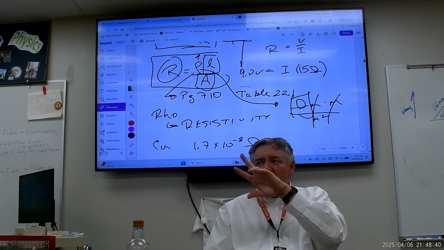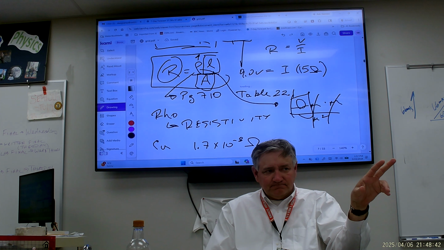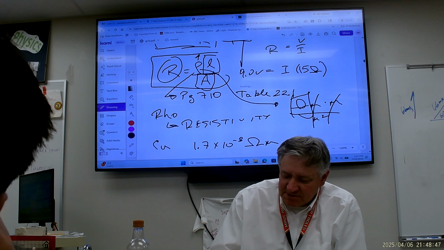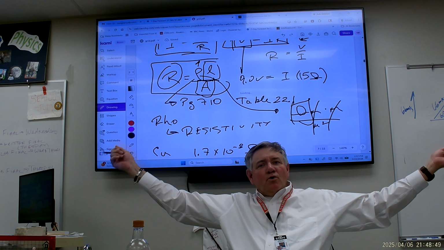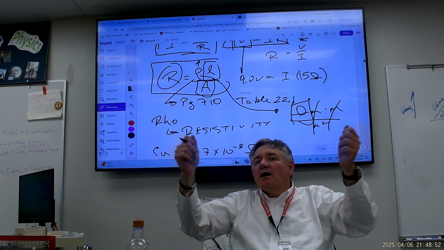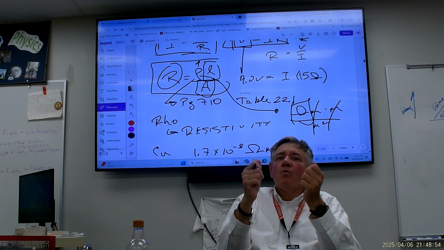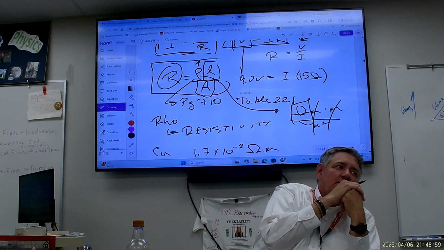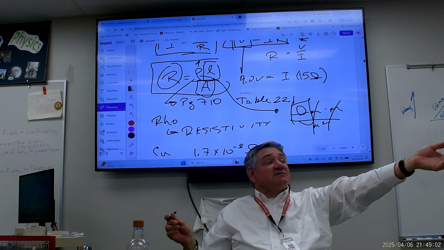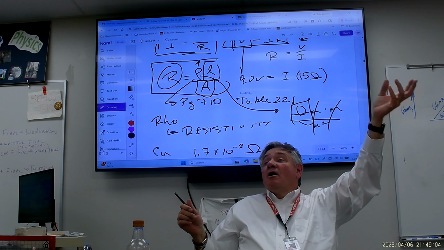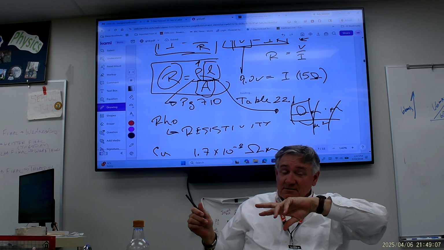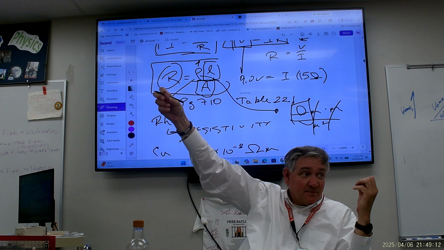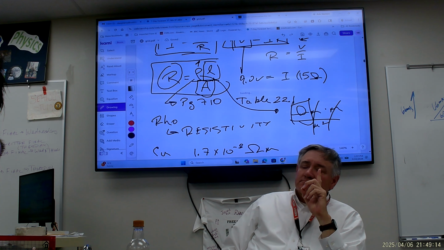So let's talk about how you charge your phone at night. Let's say you have two situations: a long cord and a short cord. Why is the short cord most likely to charge your phone faster? There's less resistance. With less resistance, the current goes up.